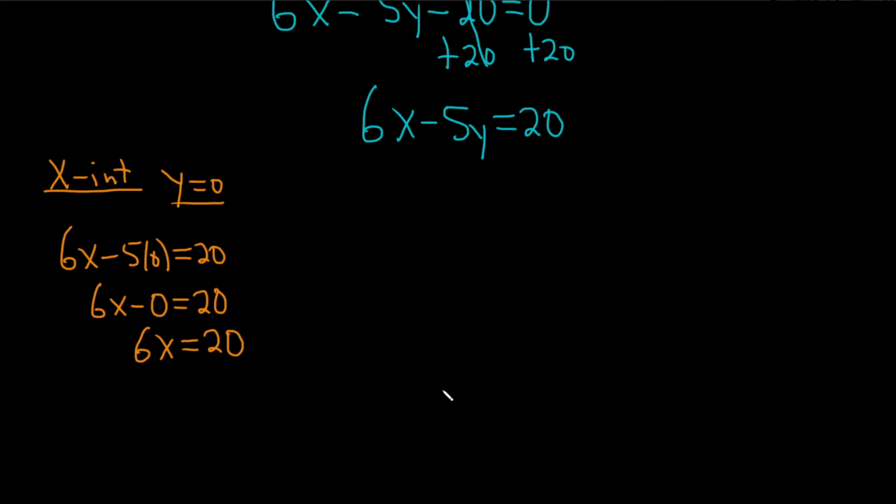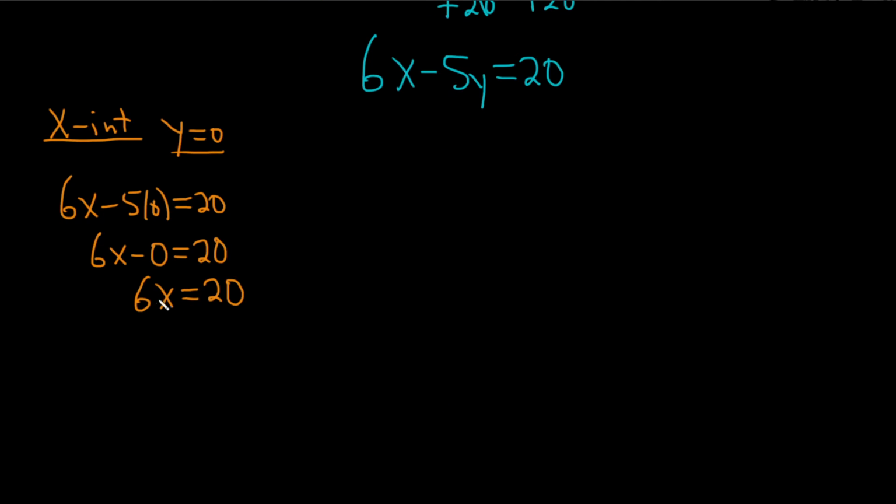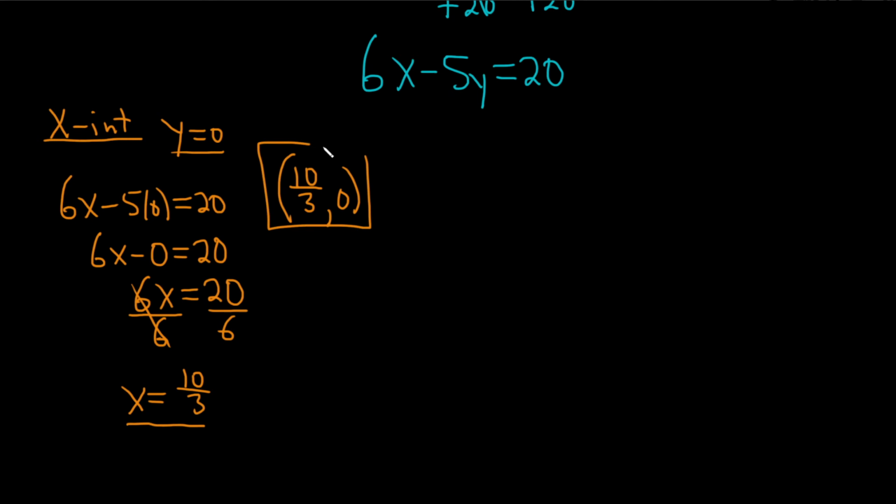And you're looking for the x, and it's being multiplied by the 6. So to undo that multiplication, you do division. So you divide by 6, divide by 6. We get x equals 20 over 6, which can be reduced to 10 over 3 because 2 goes into 20 10 times, and it goes into 6 3 times. So as an ordered pair, it would be x, y. So the x-intercept would be 10/3, comma 0. That would be the x-intercept.